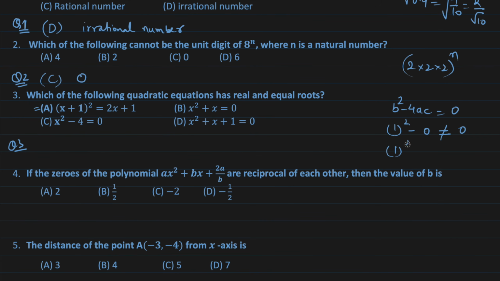Here b is 1, minus 4 into 1 into 1. So this is also not equal to 0. Okay, let's try the C part. You have b as 0 and minus 4 into 1 into minus 4. This is also not equal to 0. So your option left over is A only, right?